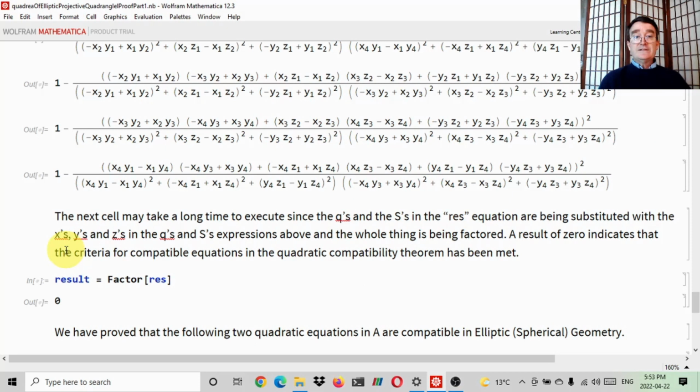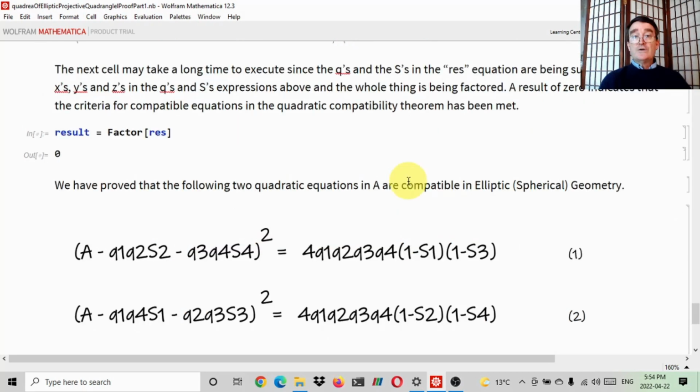So in the next video, from the quadratic compatibility theorem, we're going to compute the value of A and then substitute it back into one of these two equations and prove that they're true also.